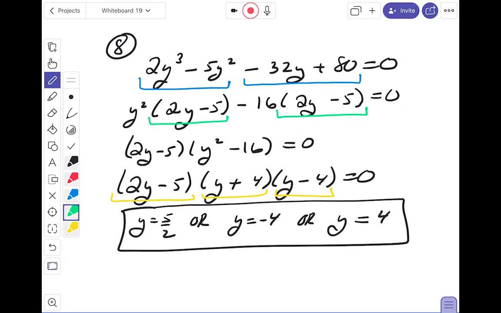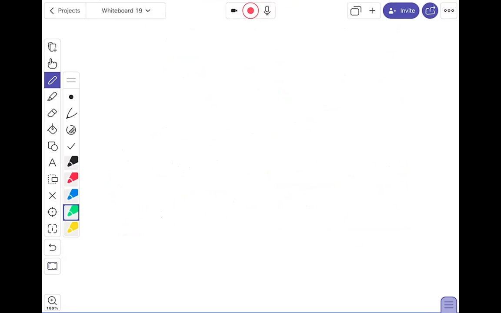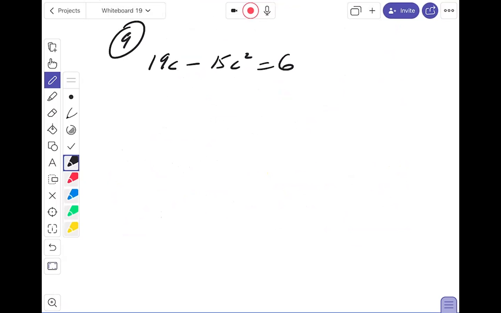All right, let's look at the answers, see how we did. And again, I'm looking at the answer. That's all I'm doing. I see minus 4, I see 4, and I see 5 halves. Let's go to number 9. And number 9 is 19c minus 15c squared is equal to 6.